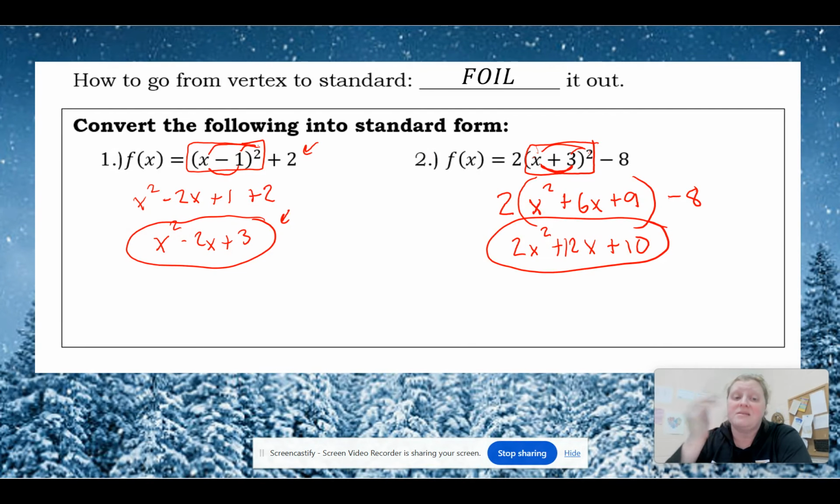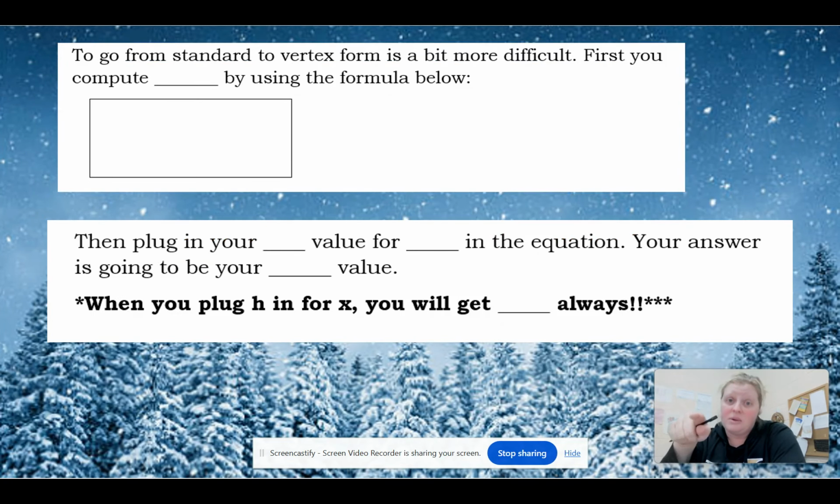So going from vertex to standard form is a very simple thing to do. It's just using the acronym FOIL and using that little trick that, square, square, multiply, and double. That comes in handy when you're doing this. Now going the other way, from standard back to vertex form, that's more steps, that's more difficult.